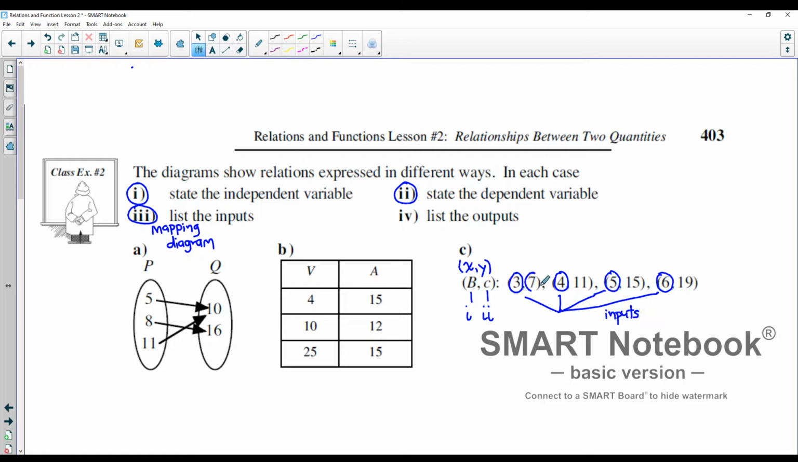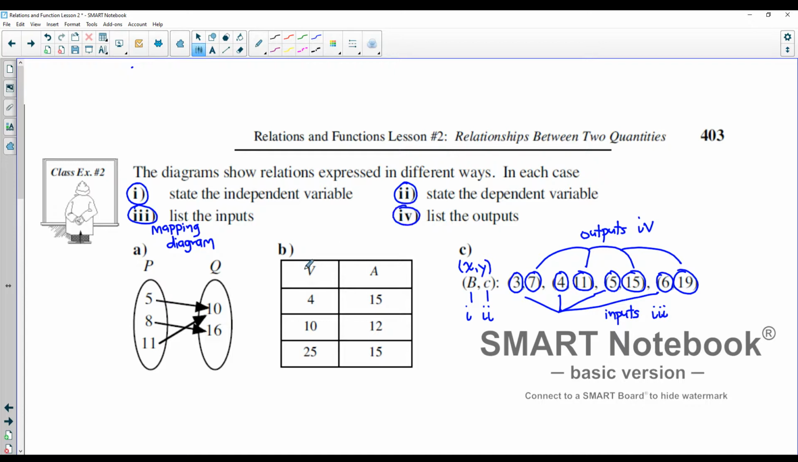And then this 7, this 11, this 15, and this 19, those would all represent my outputs. And I believe we're using 3 to represent the inputs, and we're using 4 to represent the outputs. Okay, so that's part C.